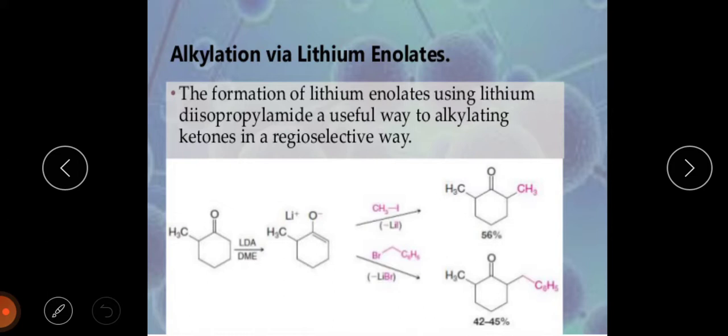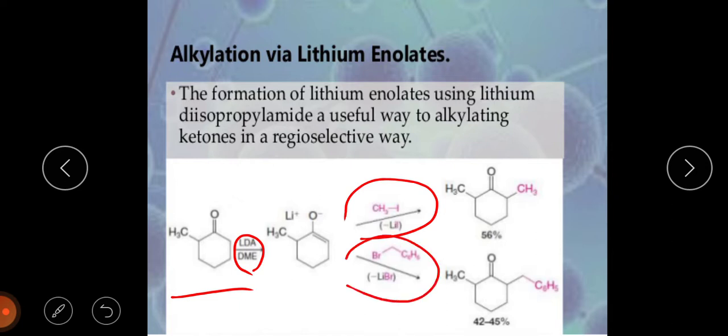Then the alkylation via lithium enolate. In this reaction, we can see that 2-methylcyclohexanone can be methylated or benzylated at the less hindered alpha carbon by allowing it to react with LDA followed by methyl iodide or benzyl bromide to give the respective products.